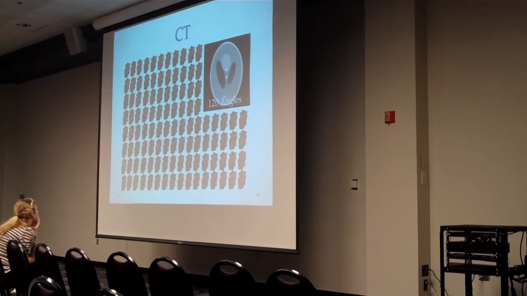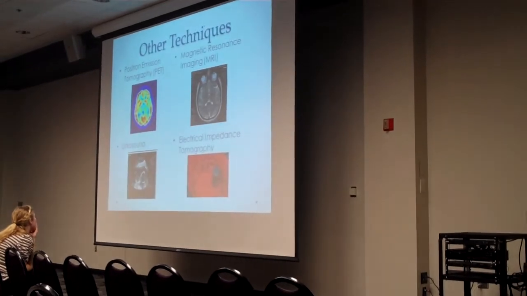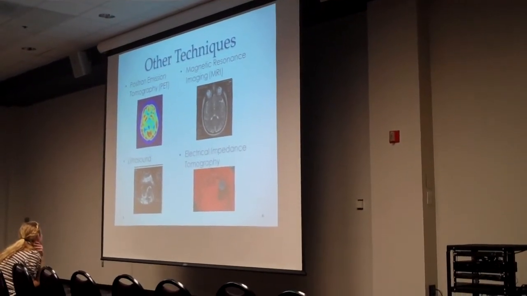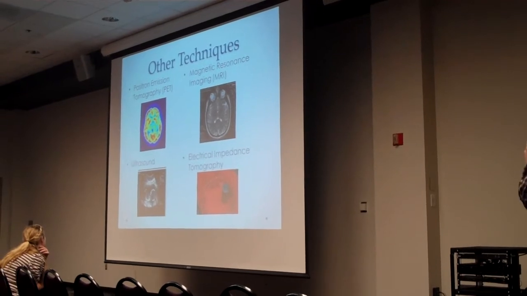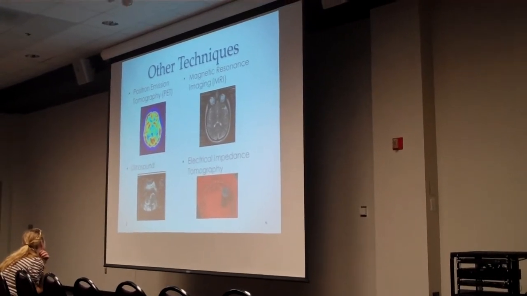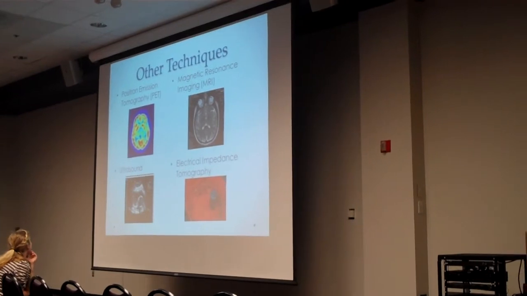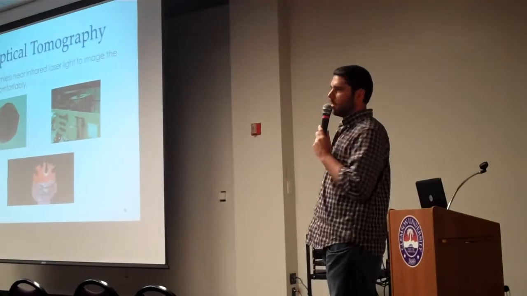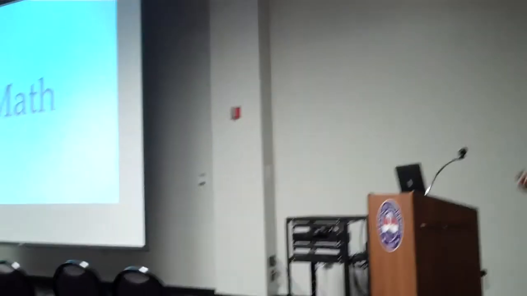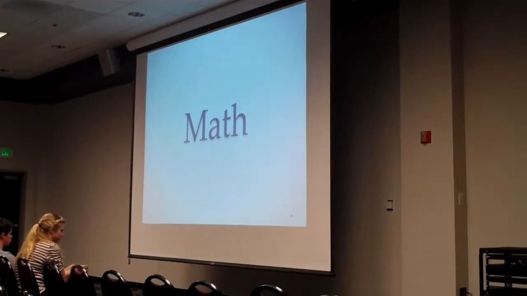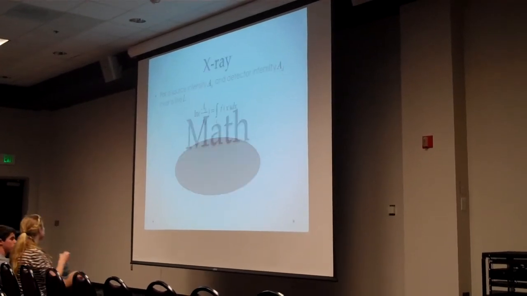So what else? If CT and X-rays can be dangerous, what else can we do? Well, we have PET scans, which are nuclear-based. We have MRIs, ultrasounds, which use sound waves, electrical impedance tomography, which uses electrical currents, and then we have what we work on here, which is optical tomography. If we don't want to use radiation because it's possibly harmful, what's better than good old-fashioned laser light? So that all sounds great, but what's the catch? Well, the math is a lot more complicated behind imaging your body with laser lights than it is with X-rays.